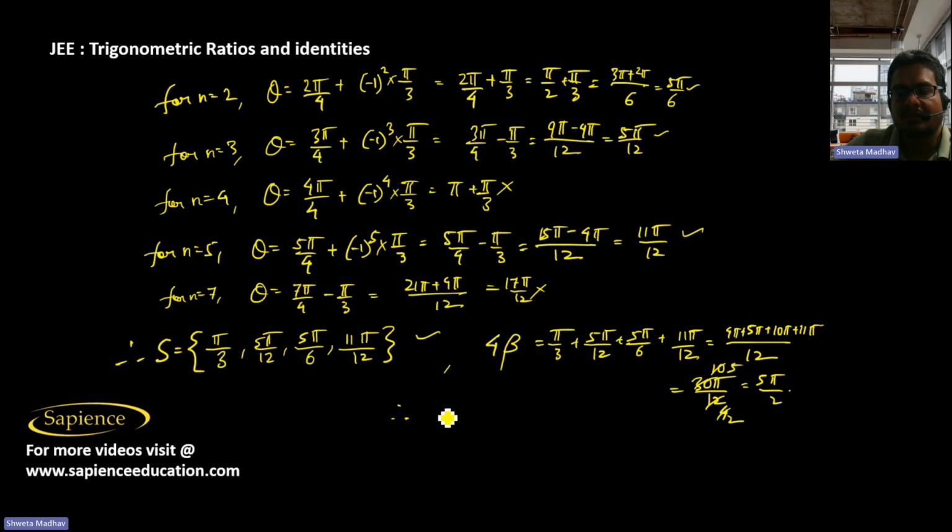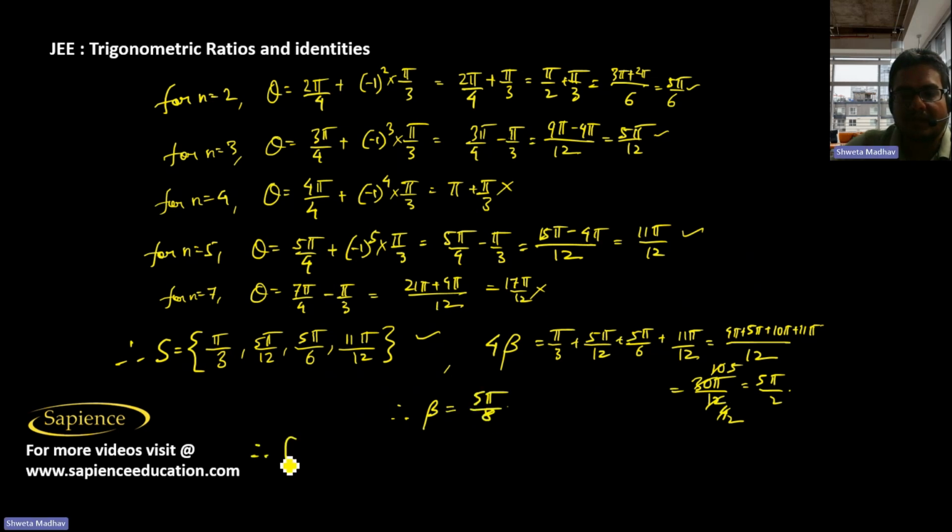So therefore, 6 2s are 12, 6 5s are 30, okay, 5 pi by 2. So beta will be equal to 5 pi by 8.